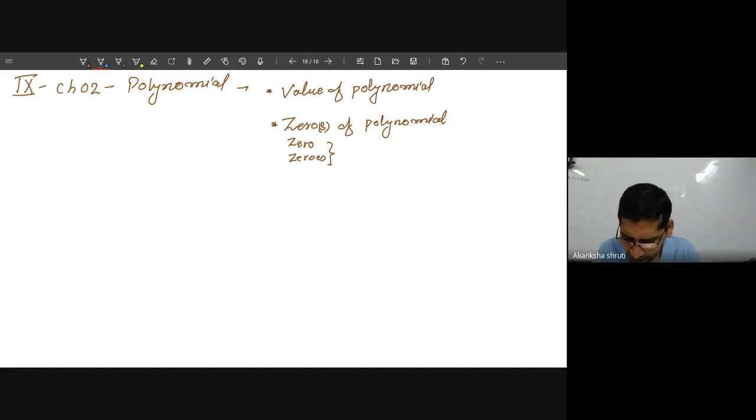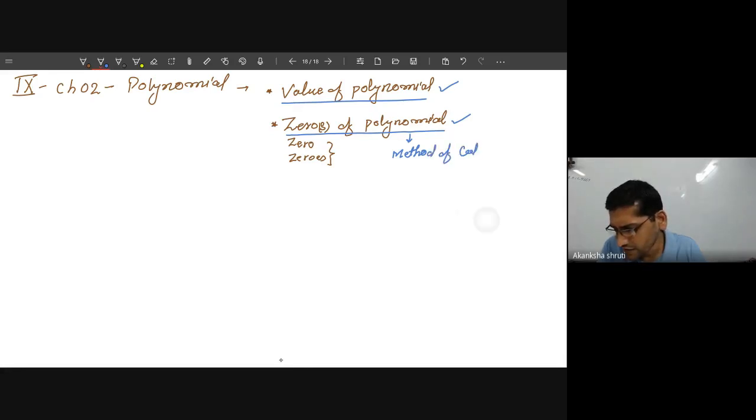The topic is values of a polynomial. We will learn how to find the value of a given polynomial, what the zeros of a polynomial are, and how to calculate zeros of the polynomial. Okay, these things we will learn. So what do we mean by the value of a polynomial, and what do we mean by zeros of a polynomial, and the method to calculate that, I will also explain.